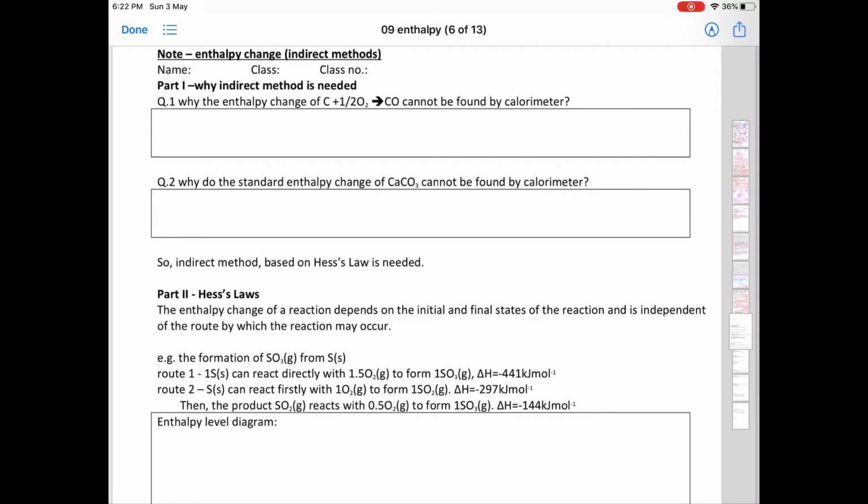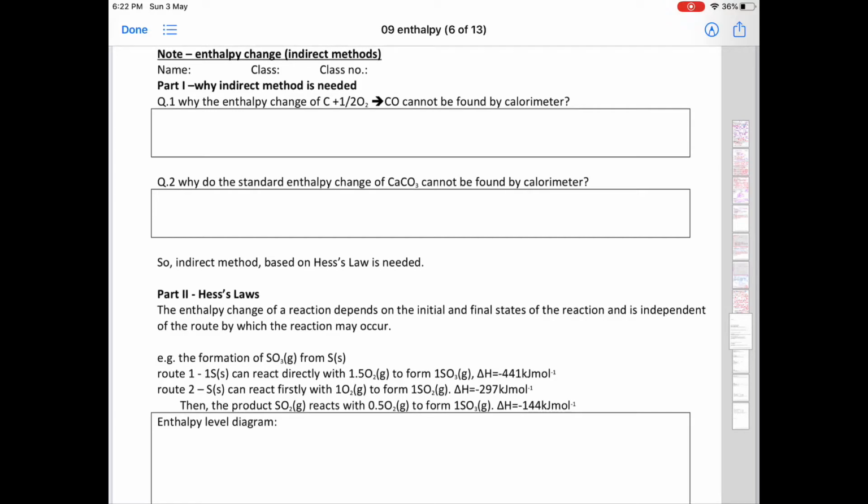In the previous lesson, we learned how to use the direct method, by experiment, to determine the standard enthalpy change of neutralization, and for combustion we use a setup called a calorimeter. But the question is, can all enthalpy changes be measured by a calorimeter? And the answer is no.